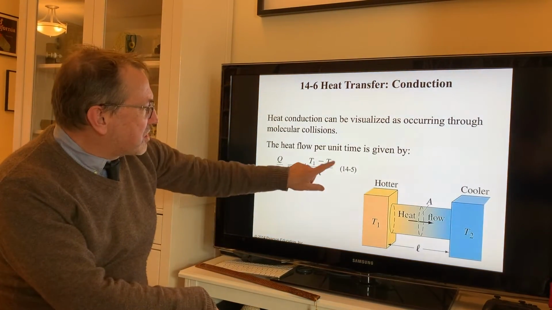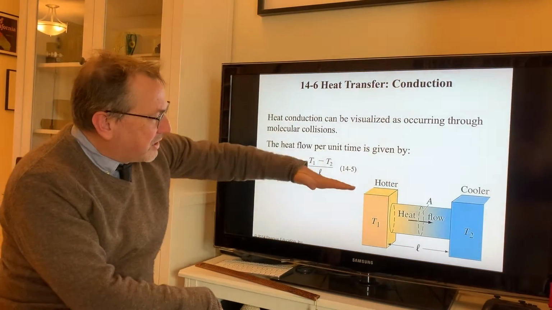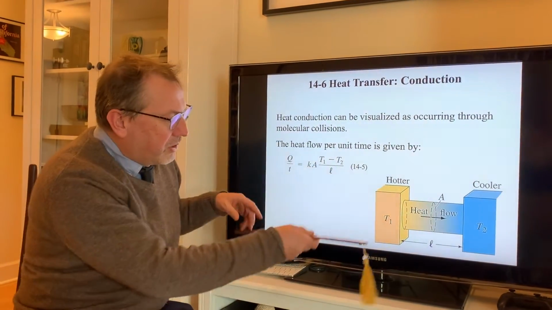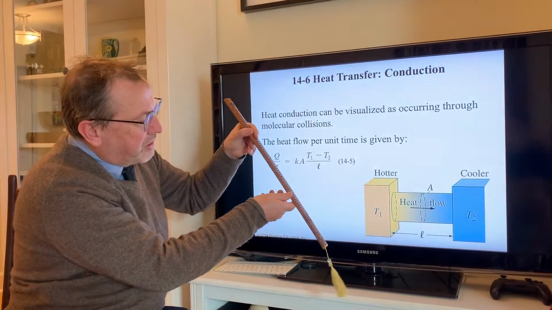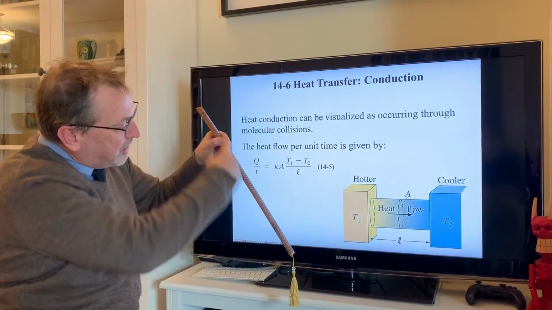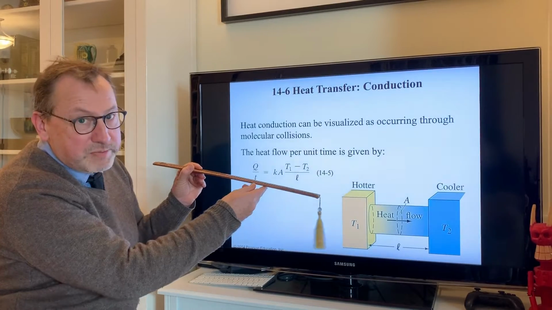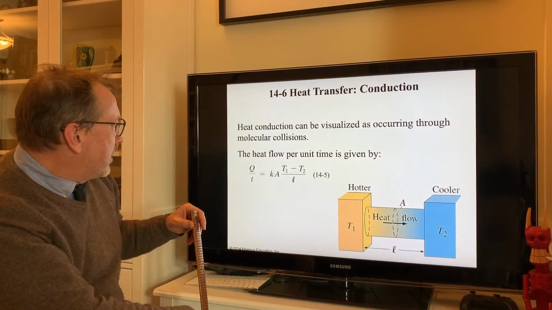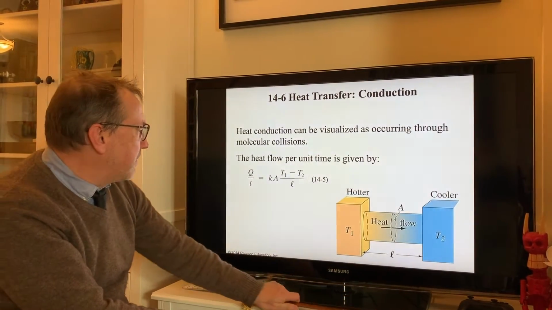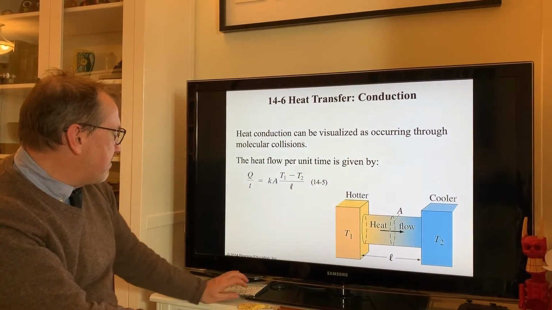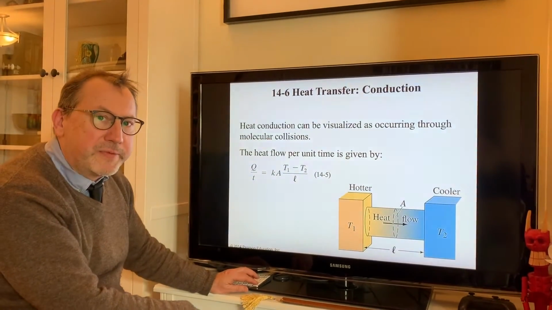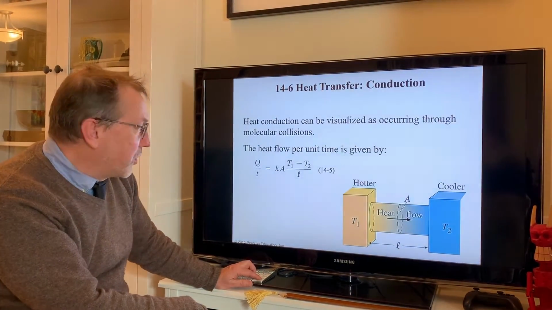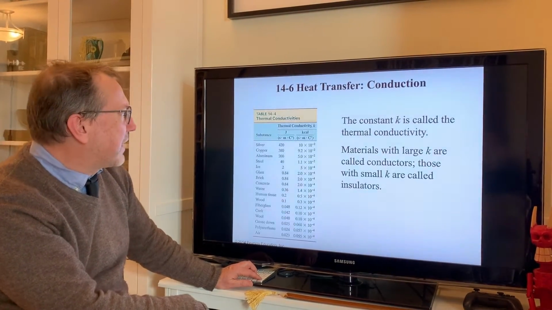We have essentially the temperature gradient. You can think of this as how steep it is, right? So (T1 minus T2) over L is like the slope of the temperature gradient. If we have a steep temperature gradient, the heat can move fast. If we have a shallow temperature gradient, the heat moves slowly. So this is our equation for the heat flow. k, sometimes called lambda, is known as the thermal conductivity. And in the last lab that we do in the course, we actually measure the thermal conductivity of glass.